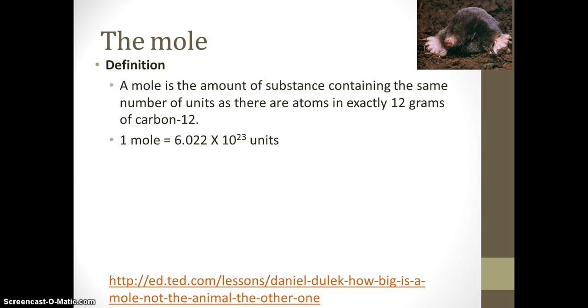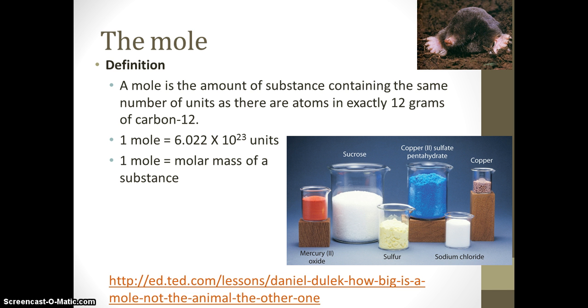And from this we know that 1 mole will always be equal to 6.022 times 10 to the 23rd units, which is Avogadro's number, and 1 mole is also equal to the molar mass of a substance. Now, this will be different for every single substance on Earth, okay?